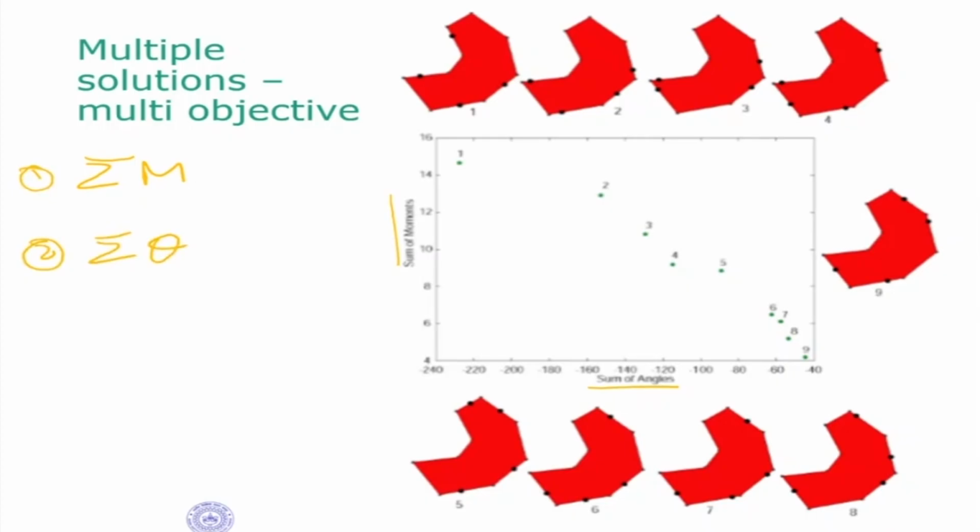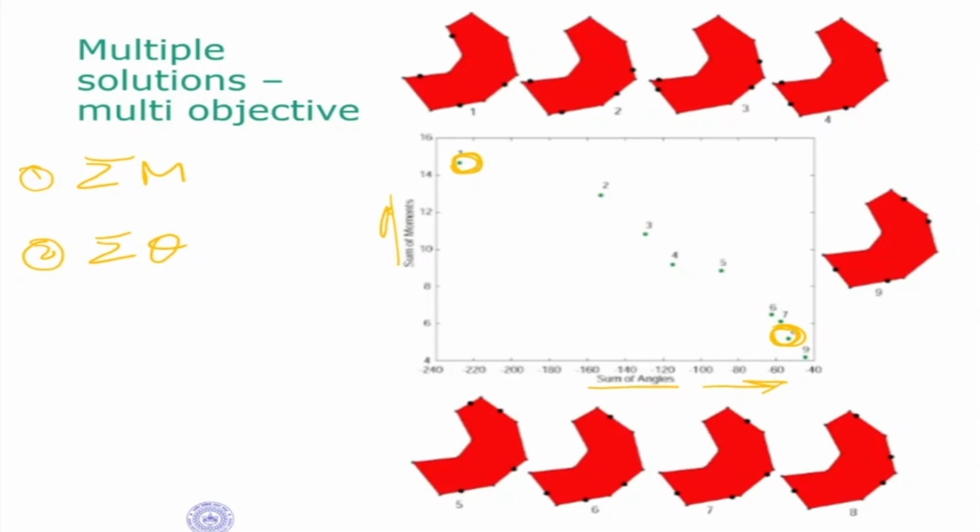If you look at this sigma m and sigma theta, what we're seeing is that the number of solutions again depends on the two objectives. For example, if you're giving more weightage to sum of angles, then these are the solutions that are optimal. If you're giving more weightage to sum of the moments, then this is the solution that is optimal. Normally we would go somewhere in the middle and say that this is probably the region we are looking at.